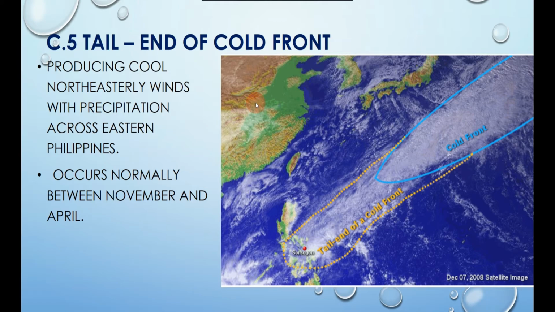Next is the tail end of cold front. Tail end of cold front produces cool northeasterly winds with precipitation across eastern Philippines, and it occurs normally between November and April. So, tail end of cold front is just the interaction of cold air and warm air.